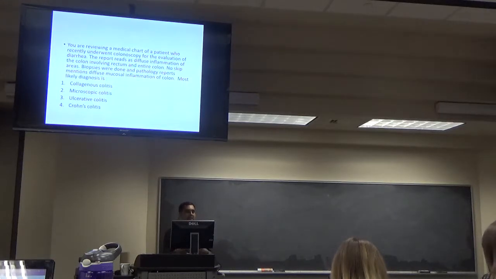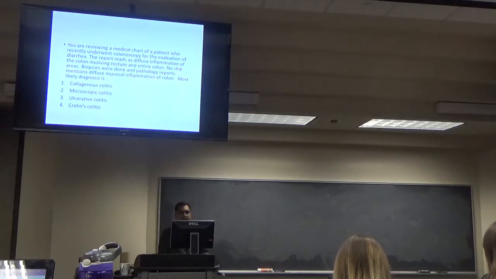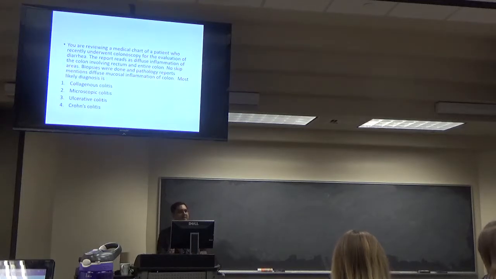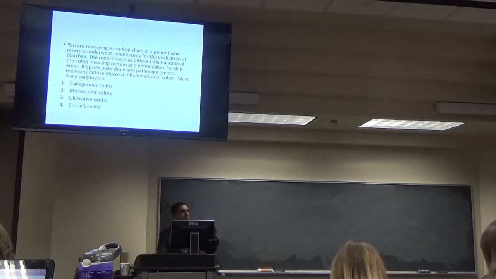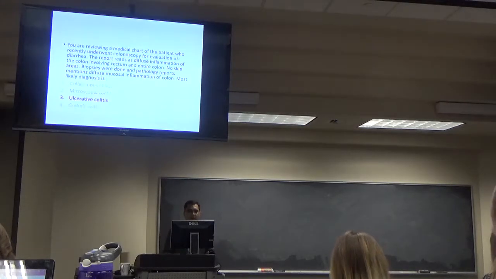Okay? Ulcerative colitis means the mucosa is ulcerated. It doesn't mean that you have to see those ulcers. You can see inflammation, redness, but microscopically there will be ulcerated mucosa. So ulcerative colitis means that you have inflammation in the colon. Crohn's colitis means that you have inflammation in the colon, which are skip lesions, and we'll talk more about it.